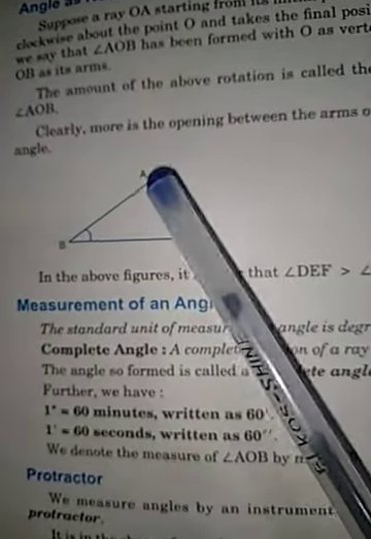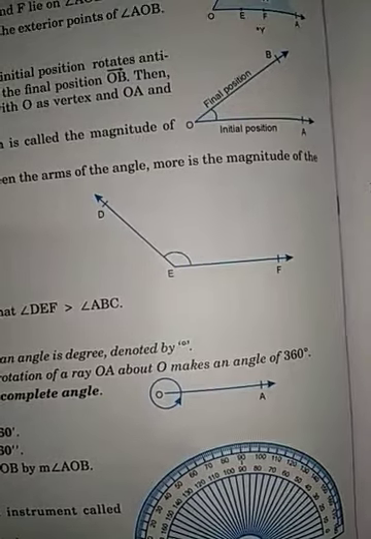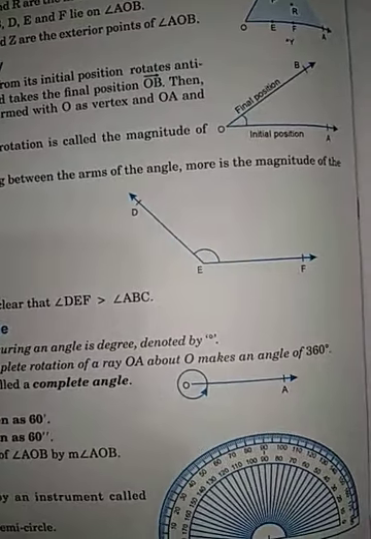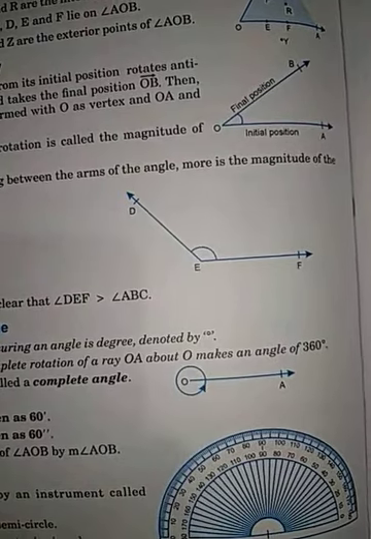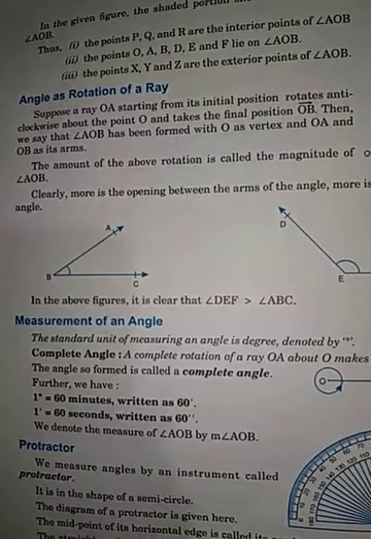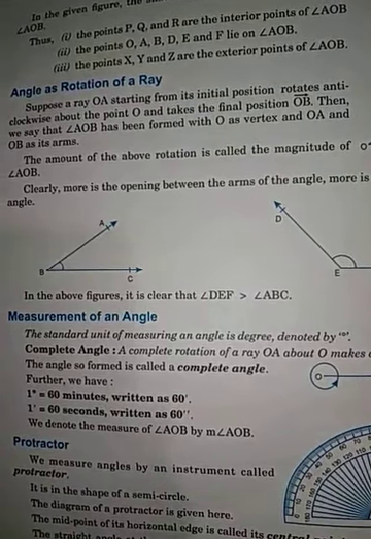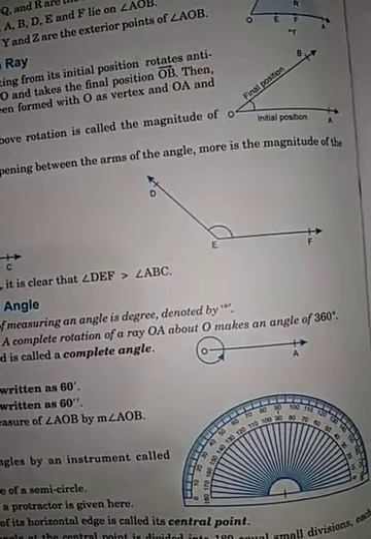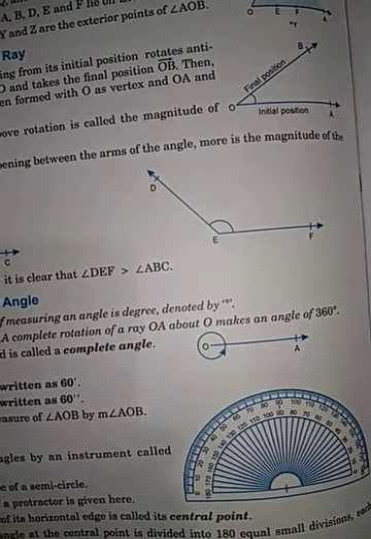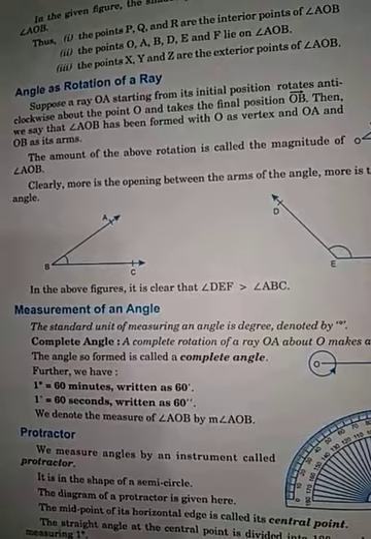So between these two angles, angle ABC and angle DEF, it is very clear that the magnitude of angle DEF is more than the magnitude of angle ABC. So the measure of angle DEF is greater than the measure of angle ABC.